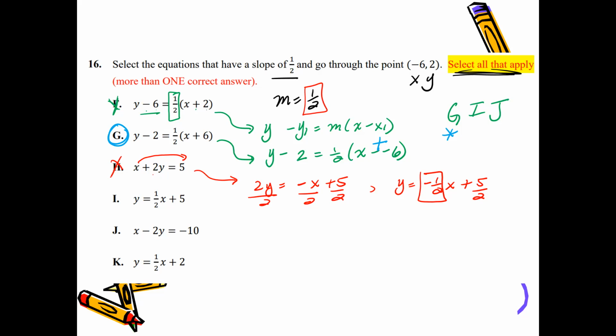Okay, so now let's take a look at I. With I, your slope is 1/2. Does that match my slope of the equation? Yes, it does. So I is definitely an answer.